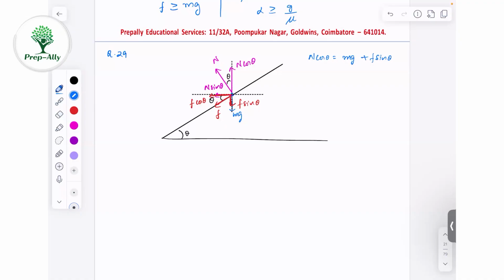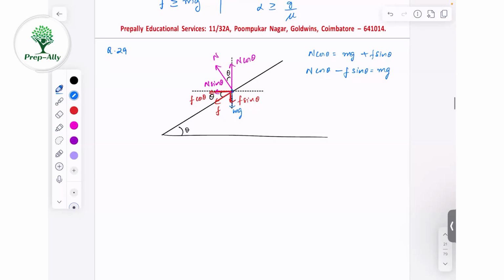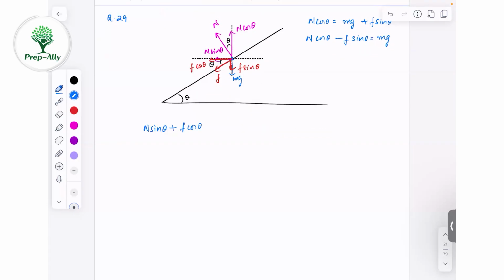which means n cos theta equal to mg. In the horizontal direction, we have two components of forces acting inward towards the circular motion. So we get here n sin theta plus f cos theta. These two forces are what provide the necessary centripetal force required for the body turning. So this is going to be mv square by r. This v happens to be v max.